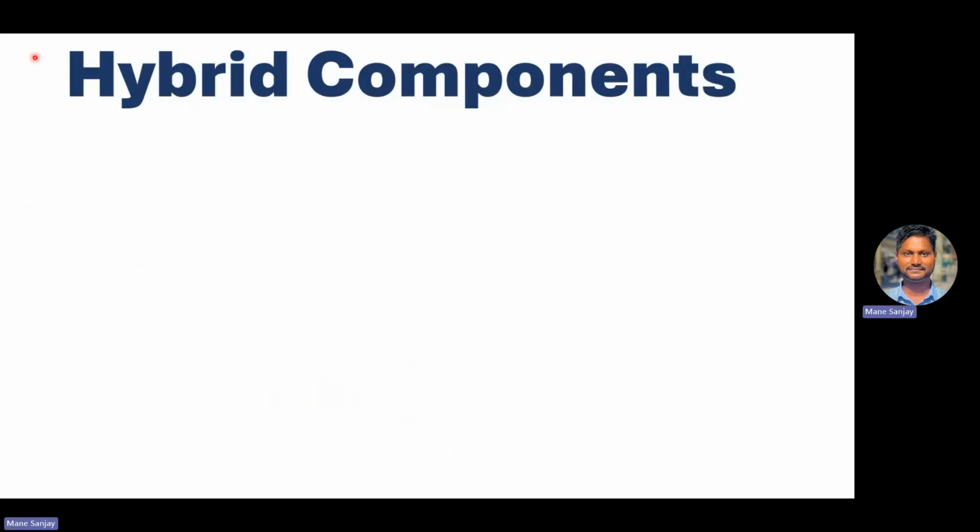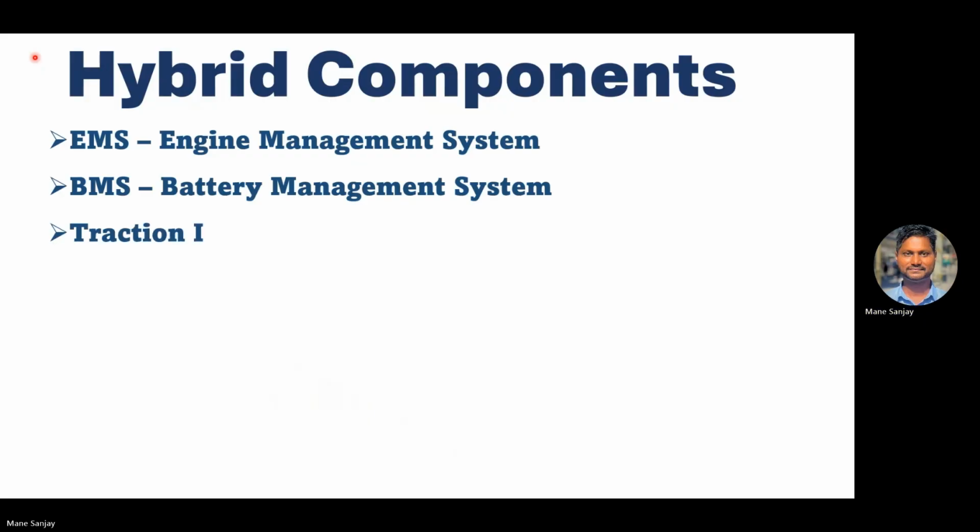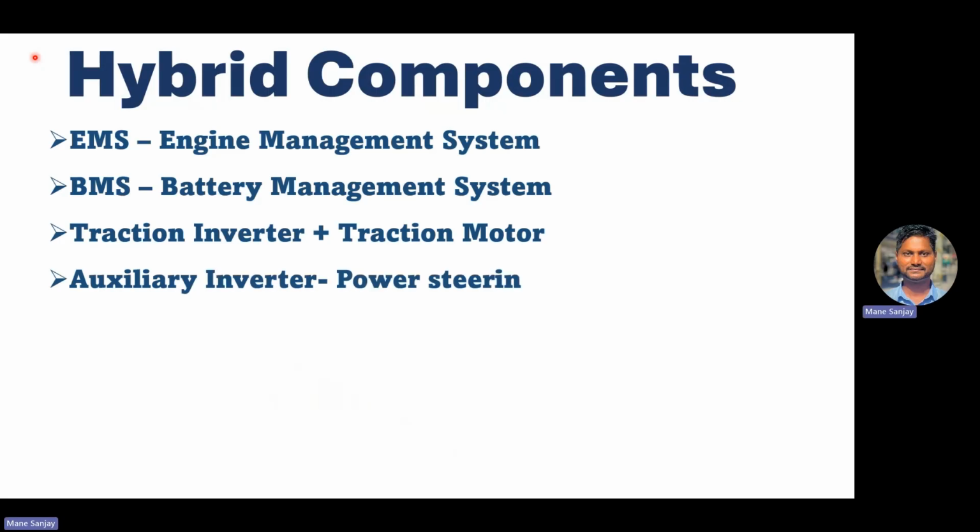What are the different hybrid vehicle components, or the different ECUs, which play a very important role in the hybrid vehicle? First is the engine management system. This is a very important ECU which controls the engine. Then another ECU is the battery management system, which controls the entire battery pack, monitoring as well as controlling it. Third, a very important component is the traction inverter and traction motor. The traction inverter controls the traction motor at different speeds and different torques, the way we control it.